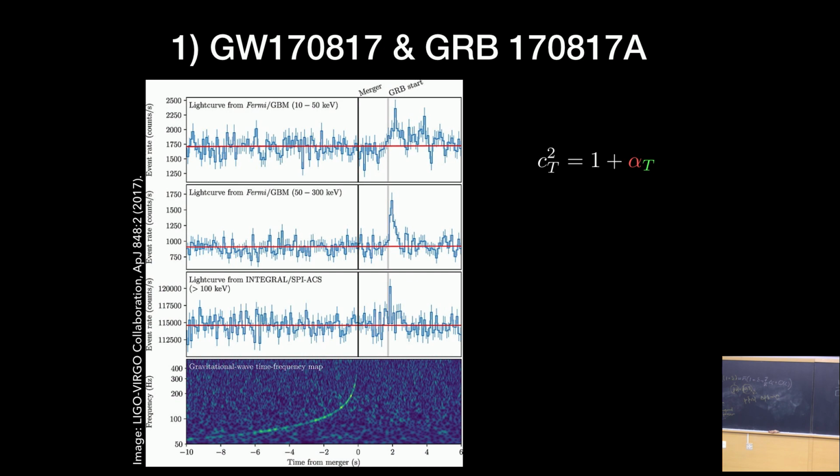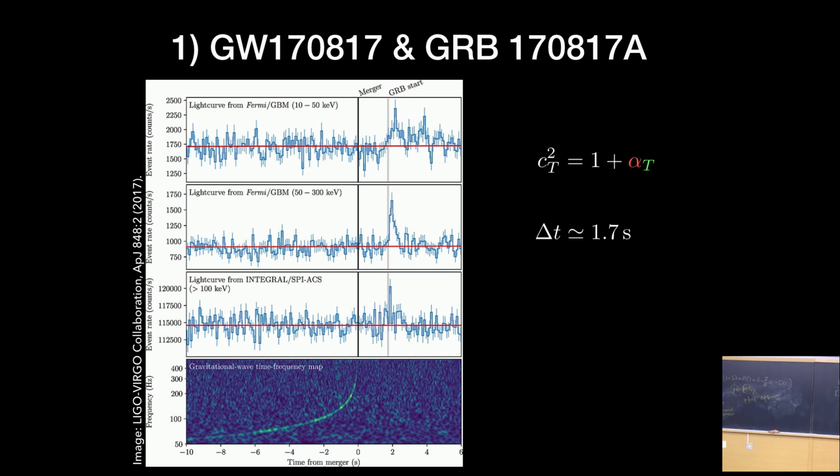In the bottom panel, you've got the frequency chirp of the merger. And in the top three panels, I've got gamma ray spectrographs, INTEGRAL and Fermi. You can see that about 1.7 seconds after the merger, there is this sort of coincident peak in gamma ray flux, which is associated with the merger.